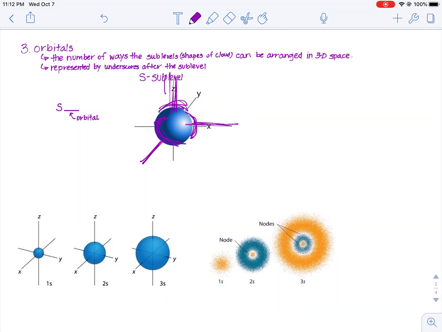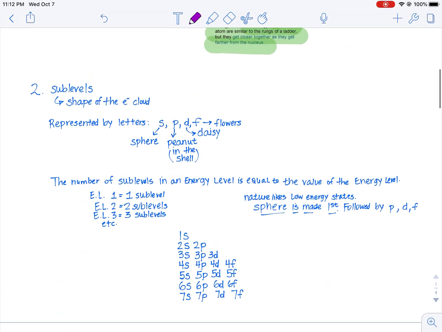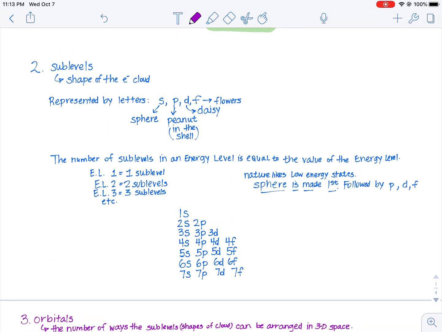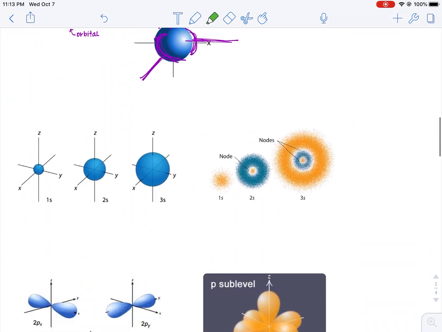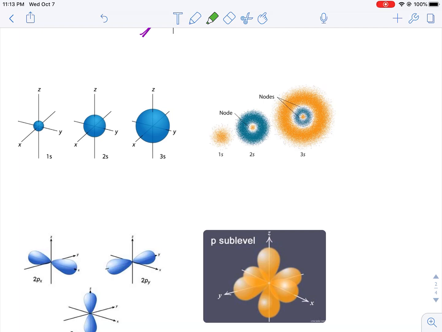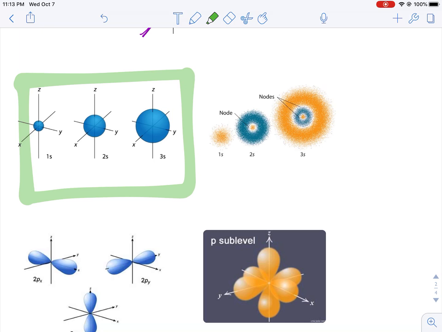Let's try to put this together with some things we spoke about earlier. We had said that energy level 1, energy level 2, energy level 3, energy level 4, 5, 6, 7, they all have this sphere shape or this sphere-shaped cloud. How are they different from each other? It has to do with their size. And this is where we get those rings around the nucleus. So when you look at this first set here, the 1s cloud is smaller than the 2s cloud, which is smaller than the 3s cloud.